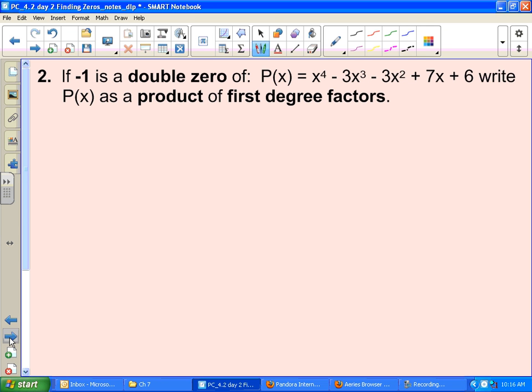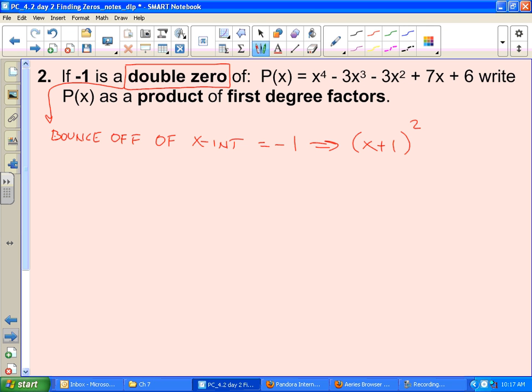So remember, the double zeros mean you bounce off of my x-axis, whatever that x-intercept is. So in this case, negative 1 is my zero. So as a factor, it's x plus 1. And because it's a double zero, I know that this means actually x plus 1 squared. All right, so we're going to do breaking this thing down.